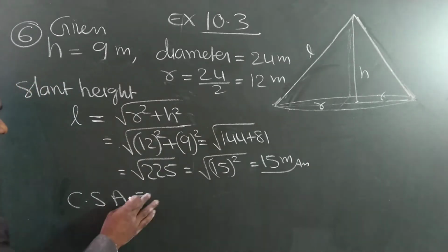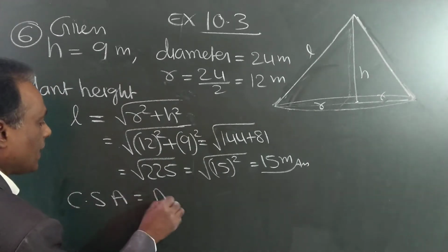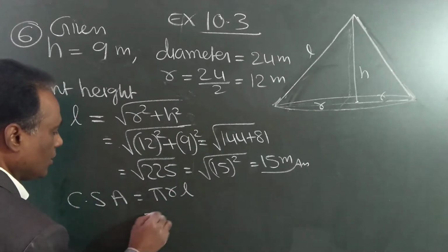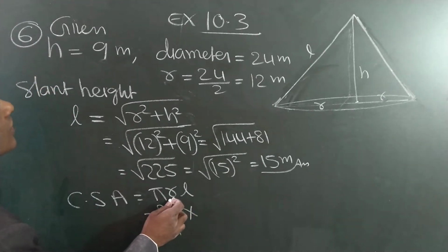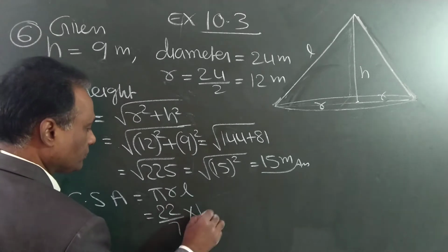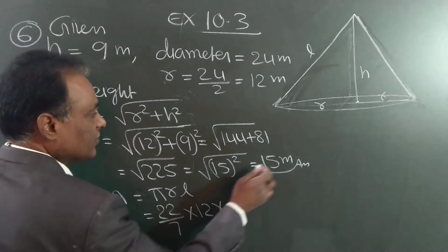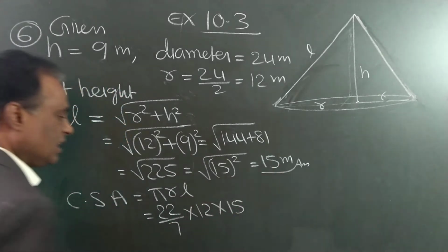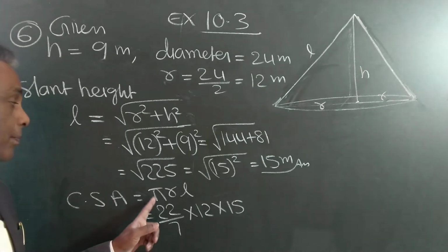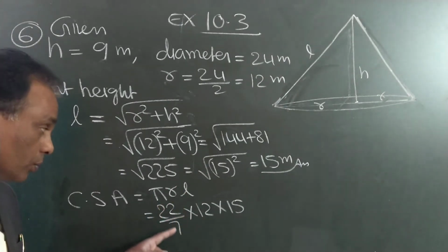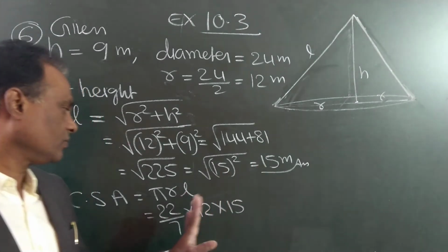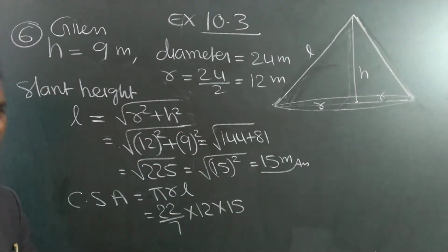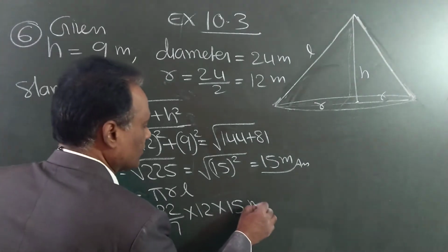So what is the curved surface area formula? Pi r L. Pi is 22 by 7, r is 12, l is 15. Curved surface area formula pi r L, pi is 22 by 7, r is 12, l is 15. This much. Let us simplify afterwards. This is the amount of cloth required, in meter square.